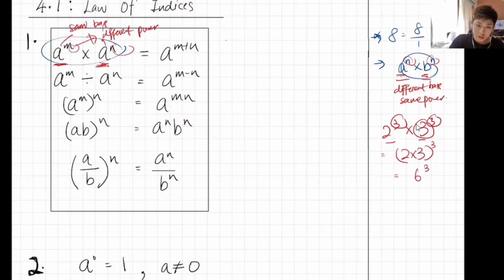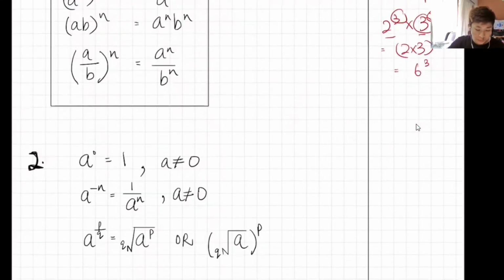So you see, I keep on emphasizing how you must organize your knowledge nicely. This is same base, different powers, and it's multiplication between them. The other one is multiplication between them as well, but it's same power, different bases. So you must get this in your head before you can move on to do complex questions.